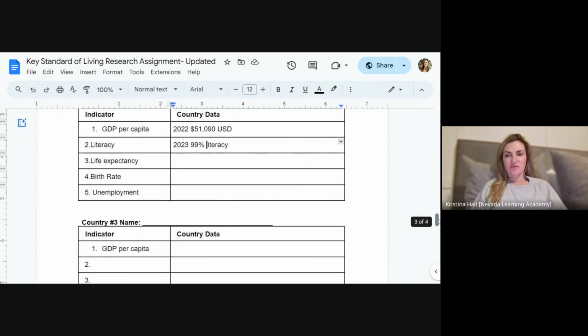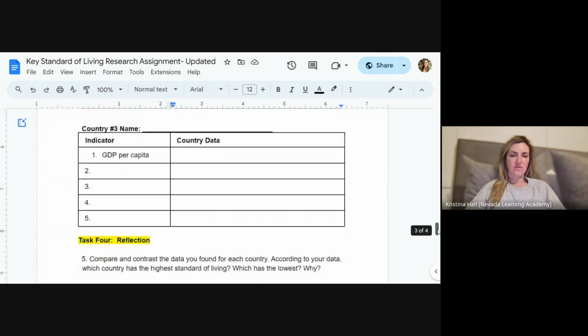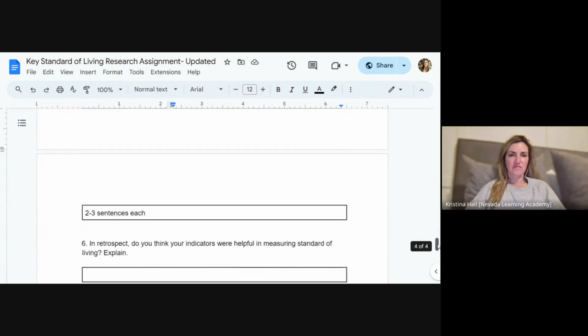Life expectancy, birth rates, unemployment. Unemployment, remember the goal is to be lower. So the lower the unemployment, that would rank number 1. First would be whoever has the lowest unemployment. Second would be mid. Whoever has the highest unemployment percentage, that would be 3rd place. Less desirable, lower standard of living.